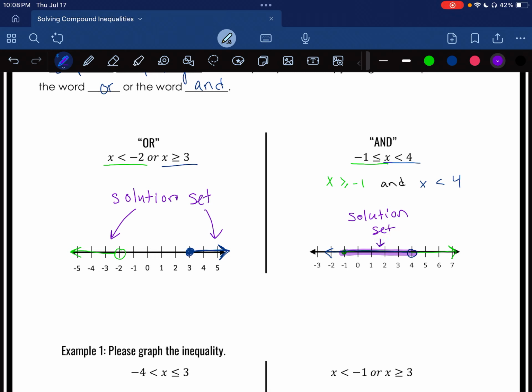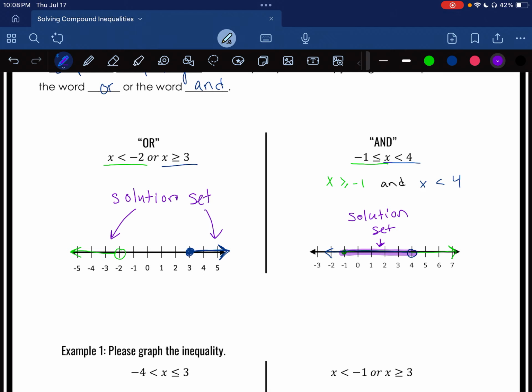Over here on the left-hand side with the or, they can't both be true at the same time, right? It's either on the left-hand side or it's on the right-hand side, but it's not on both, right? There's no values that make both of those true. But on the right-hand side, we're looking for where both of these statements are true at the same time. And so that's why we're looking for that overlap there.